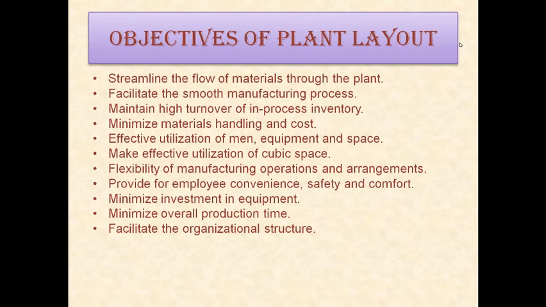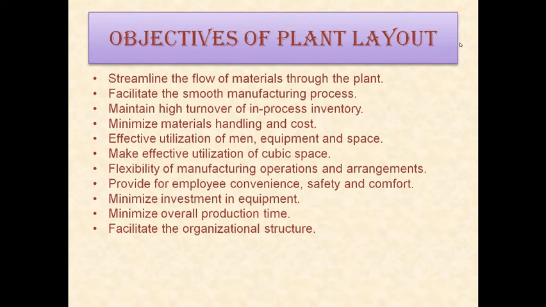So, talking about the objectives of plant layout, the flow of materials through the plant from the raw material stage to the finished goods stage is ensured through a proper layout. It facilitates smooth production process by maintaining high turnover of work in progress inventory. So from the raw material stage to the finished goods stage, there is no backlog of work at any workstation, and there is a smooth flow of material.